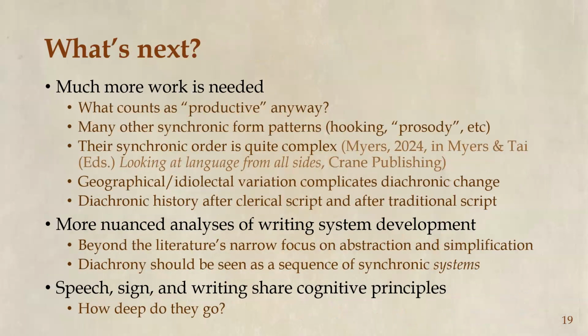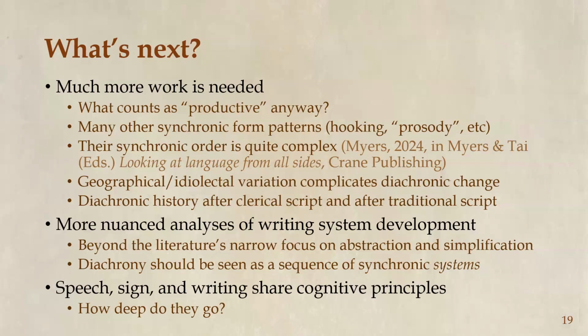So a lot more work needs to be done. I'm kind of vague about what I mean by productivity. Many other synchronic form patterns would have to be included in this, including hooking and what I call prosody. And their synchronic ordering turns out to be quite complex, as you can see in this paper on my homepage. If you know anything about historical linguistics, you know that my linear sequence of changes is misleading, because there's also geographical variation and idiolectal variation, which will complicate the whole story. And diachronic history after clerical script, between clerical script and now, I don't talk much about, and even after traditional script. So the changes that are systematized in the modern simplified script would also have to be included.